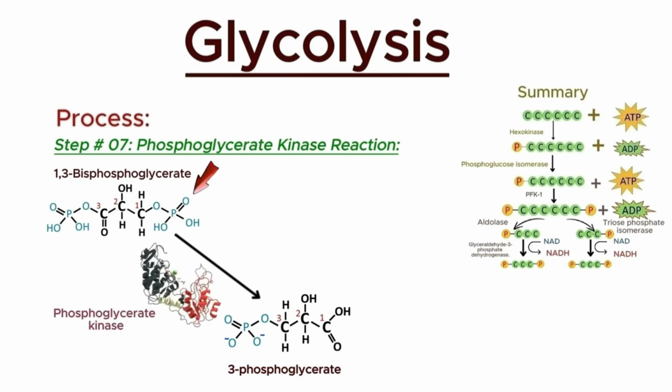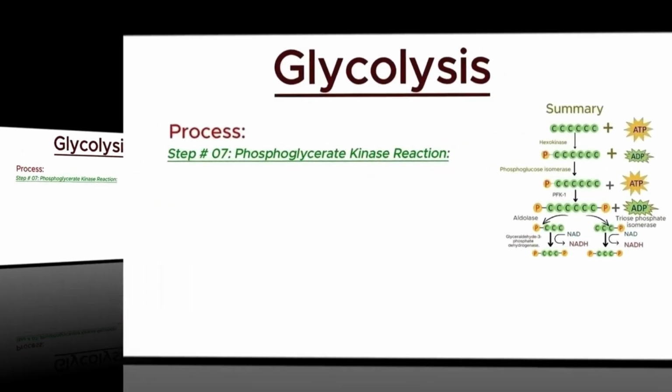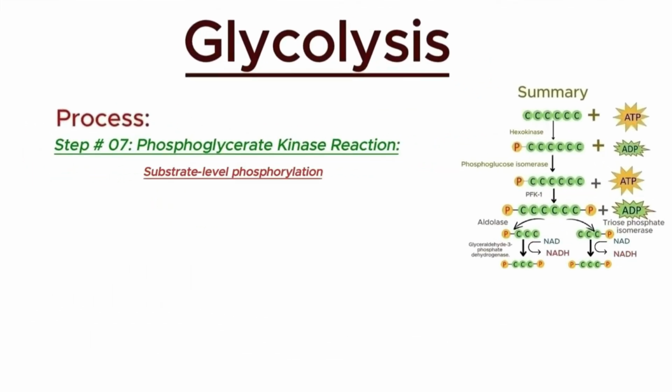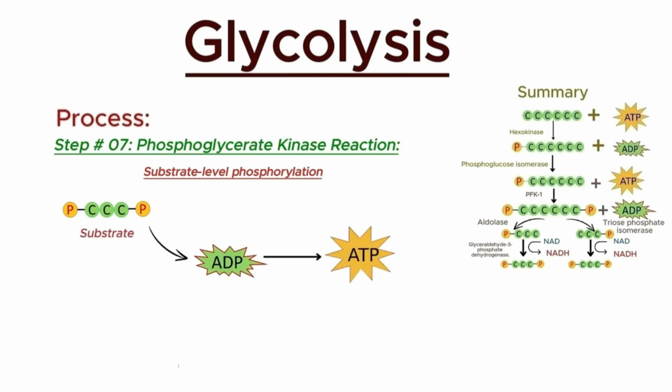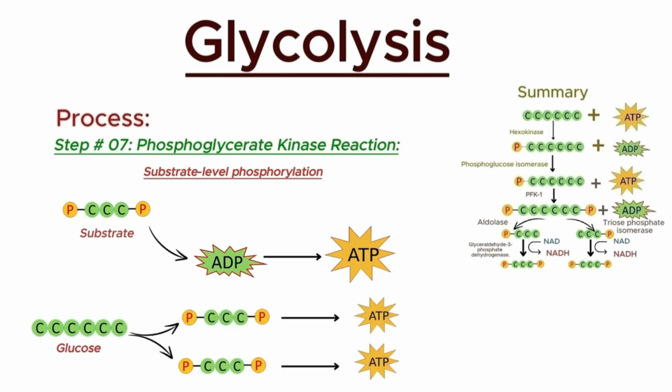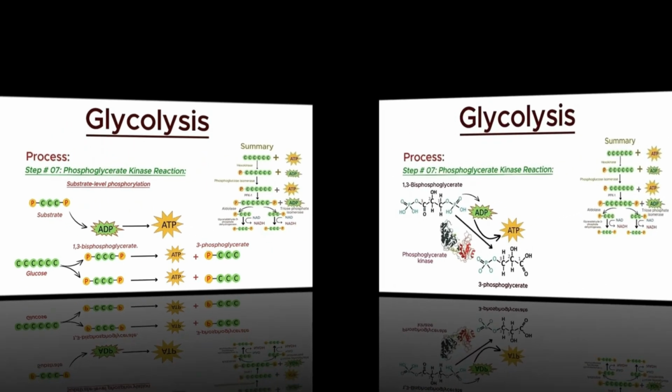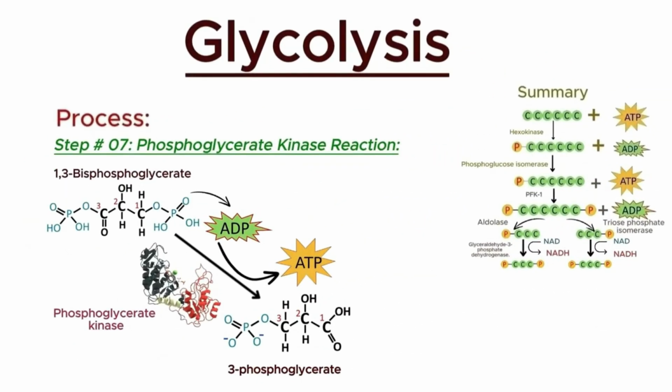During this step, a phosphate group from 1,3-bisphosphoglycerate is transferred to ADP to form ATP. This is an example of substrate-level phosphorylation, where a phosphate group is directly transferred from a substrate molecule to ADP, forming ATP. This step produces two molecules of ATP for each glucose molecule because each glucose molecule generates two molecules of 1,3-bisphosphoglycerate. At the end of this step, we obtain two 3-phosphoglycerates while generating ATP molecules, which is catalyzed by phosphoglycerate kinase.